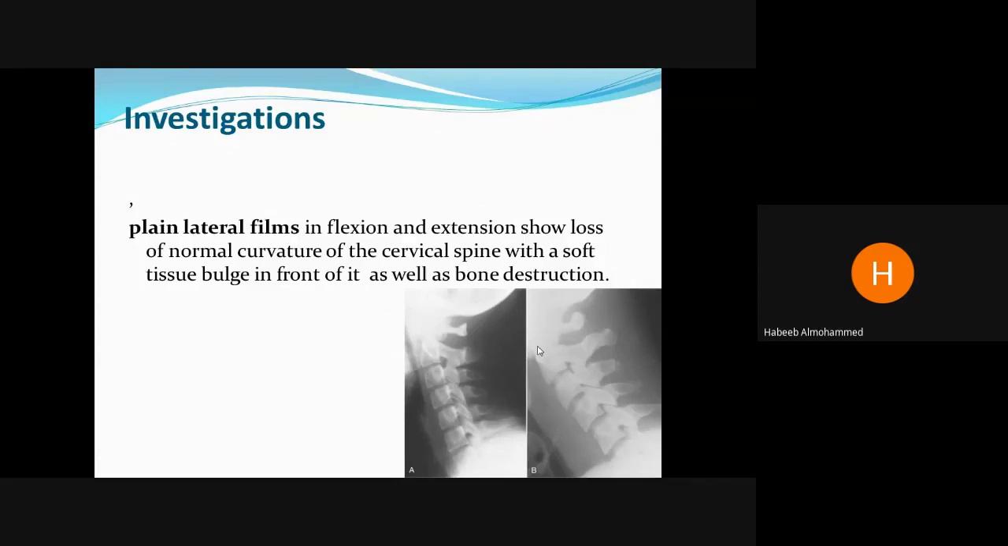Plain lateral film in flexion and extension shows loss of normal curvature of the cervical spine with soft tissue bulge in front of it, as well as bone destruction. In a case of tuberculous spine, you may see bone destruction. In a normal person, the cervical spine is normally lordotic. What we mean by lordotic is convex anteriorly and concave posteriorly.